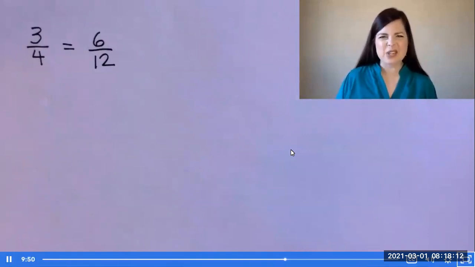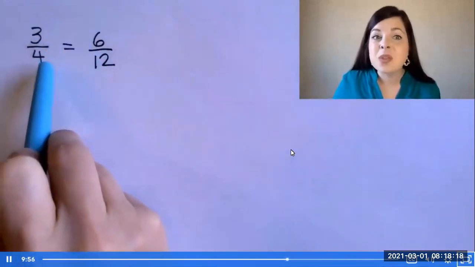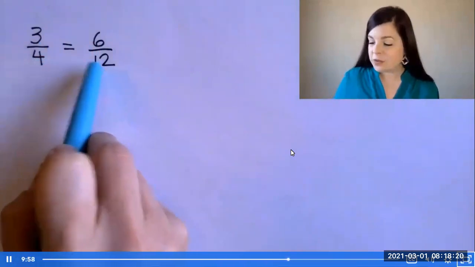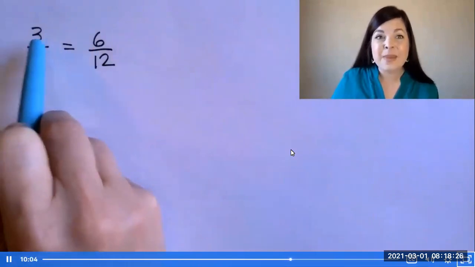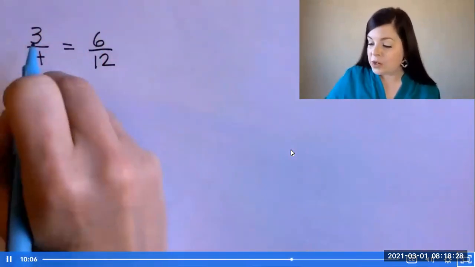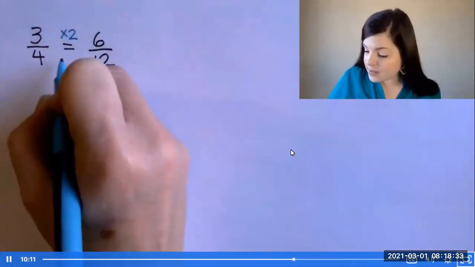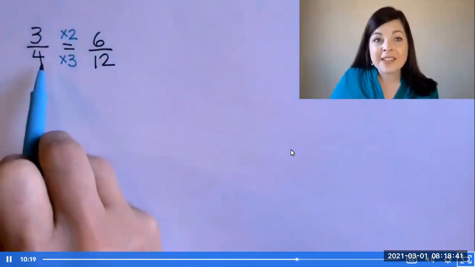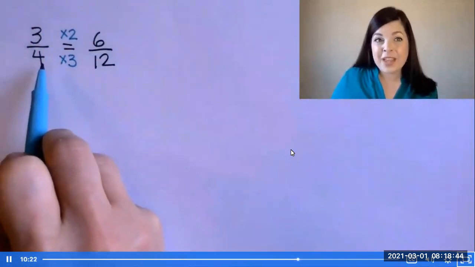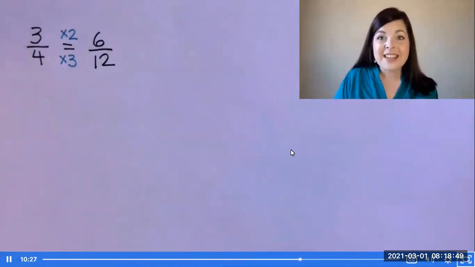Maybe you're thinking, oh, this isn't true, because 3 times 2 equals 6 and 4 times 3 equals 12. So the number of units in the whole is being tripled and the number of selected units is being doubled. The numerator is being multiplied by 2 and the denominator is being multiplied by 3. We know that if we're creating an equivalent fraction, then we have to multiply the numerator and the denominator by the same number. So 3/4 and 6/12 are not equivalent fractions. This is false.